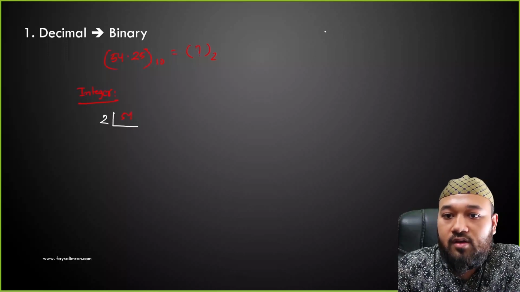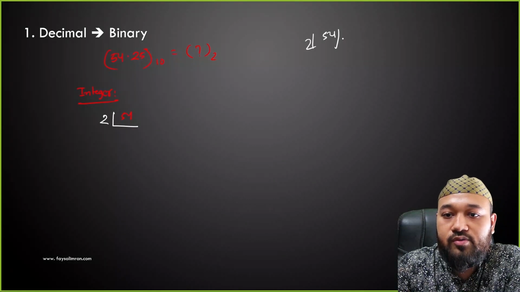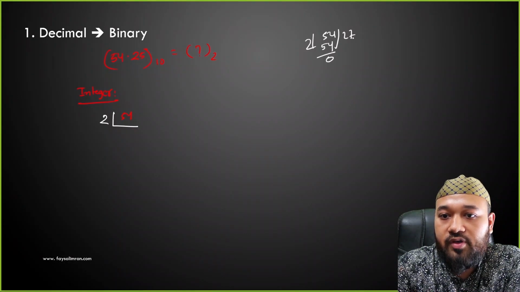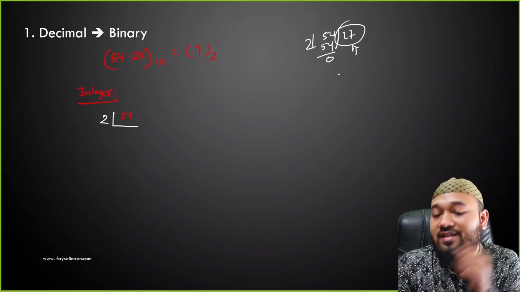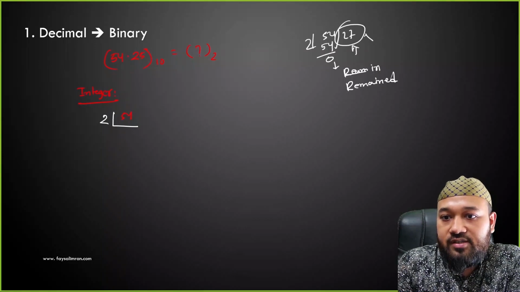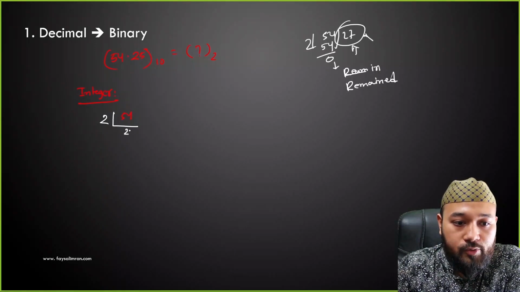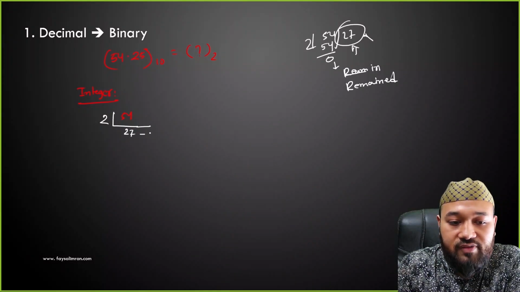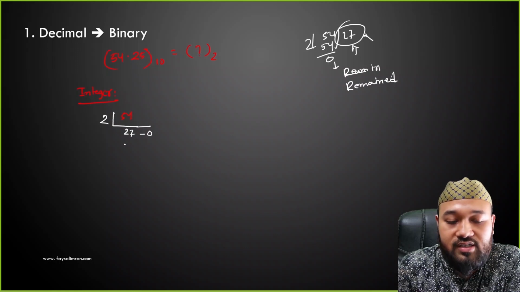54 divided by 2 we will get 27, right? 27 is the division result. And what is the 0? 0 is called the remainder. So we just need this 27, we put 27 here and we write down the remainder value after the division result. So here is my result.